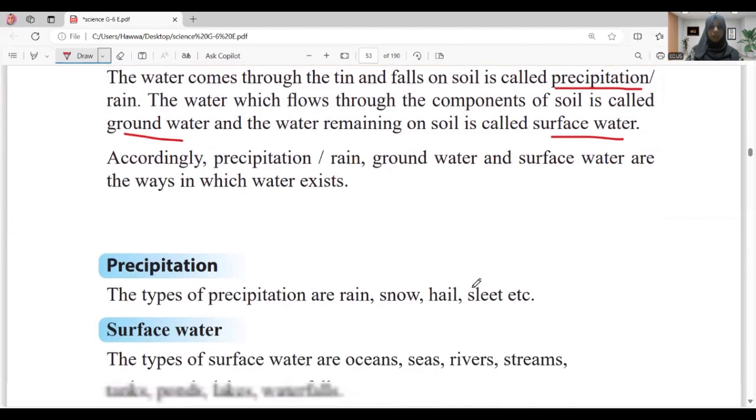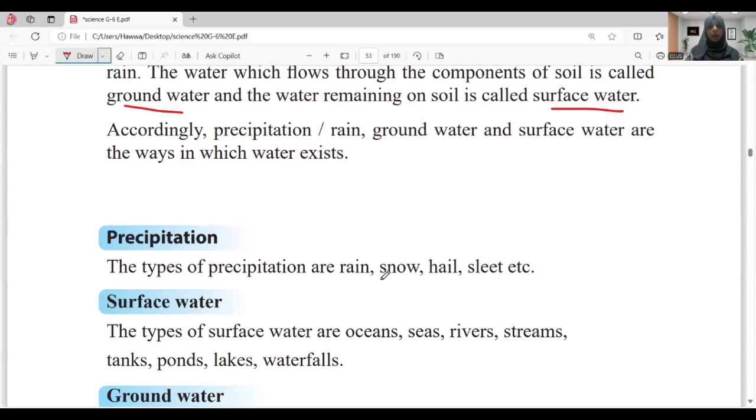So precipitation. The types of precipitation are rain, snow, hail, and sleet. All of these fall from the sky. You know rain, you know snow. Hail, I'll show you a small clip, an image of hail. Have you heard about this frozen rain? Like cubes of water falling down from the sky. There were certain incidents like that, and that is dangerous. Ice cubes would fall like rain. So that is hail.